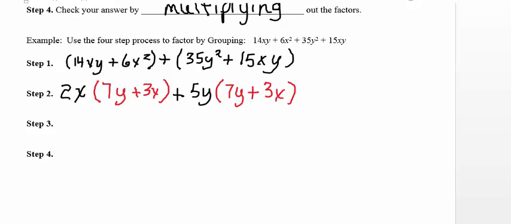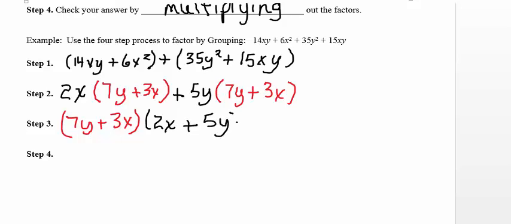So notice I have a common binomial factor of 7y plus 3x. And I'm just doing the distributive property here, but I'm doing it in reverse. In first position, 7y plus 3x is multiplied by 2x. In second position, 7y plus 3x is multiplied by a positive 5y. And so this is actually my final answer. That's my factorization. This is called factoring by grouping.